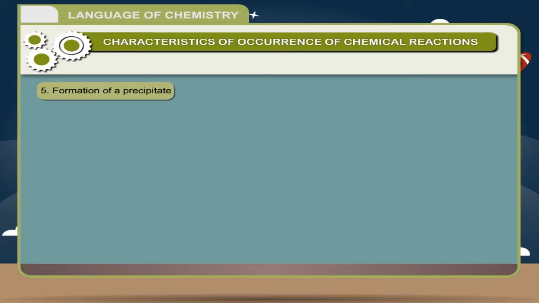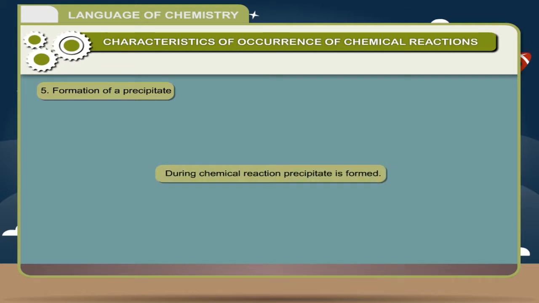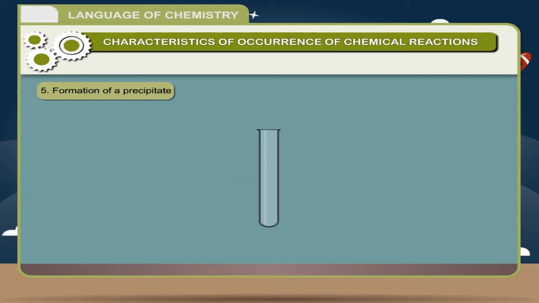5. Formation of a precipitate. Activity. During chemical reaction, precipitate is formed. Take a solution of silver nitrate in water and add some sodium chloride, common salt, and heat gently. You will see a white precipitate of silver chloride.